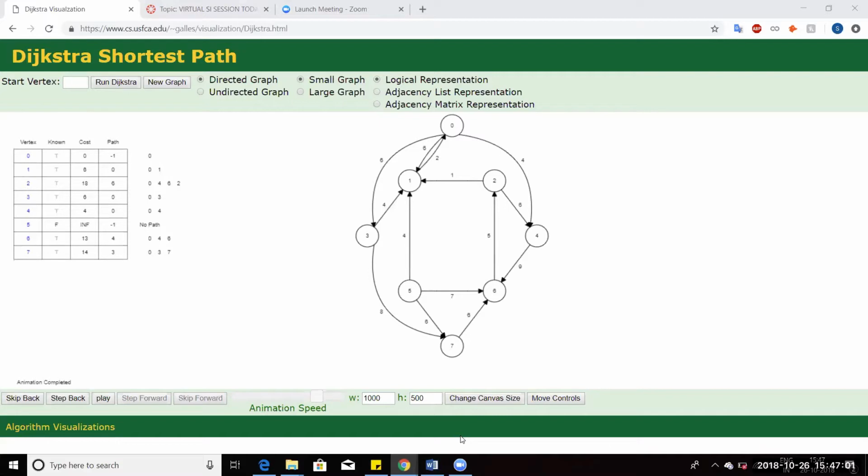And then there's another algorithm. If you want to find the single source shortest path for a graph that has negative weights, you definitely need another algorithm. And one of the other algorithms that's there is Bellman-Ford.